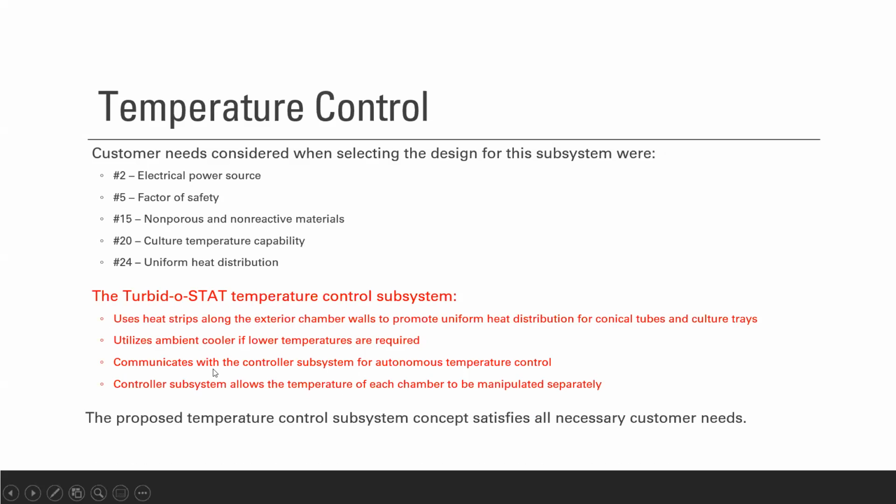Our temperature control unit consists of heating strips that are on the outside exterior containers of the compartments that we've made for the conical tubes and culture trays. We utilize an ambient cooler to cool the system if temperatures reach 70 degrees, which is the maximum based on the customer needs. And this also communicates with our controller system. And we can manipulate temperatures to have different experiments going on at the same time.